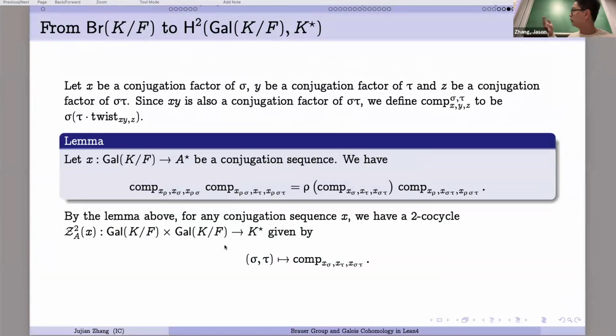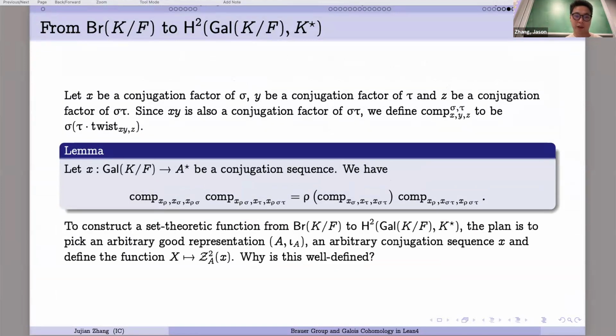So by this lemma above, for any conjugation sequence X, we have a two-cocycle which we denote as Z of X, defined by sending sigma and tau to the comparison coefficient.